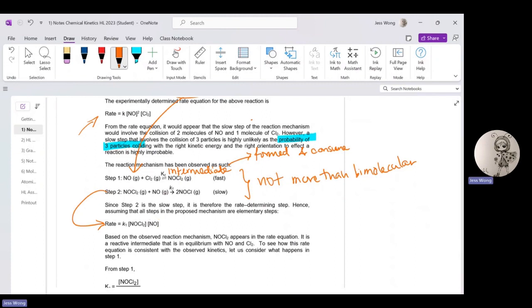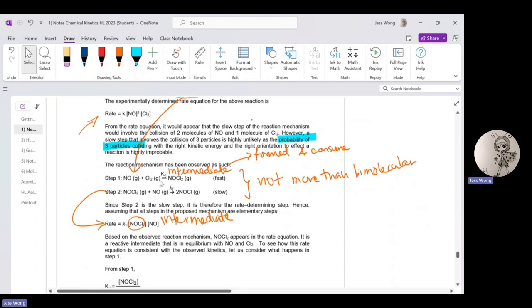However, the rate equation must only contain reactants. So this, being an intermediate, will have to be substituted away using the reactants. How do I substitute the NOCl2? I look at how NOCl2 is formed in the first step. It was formed from NO and Cl2.